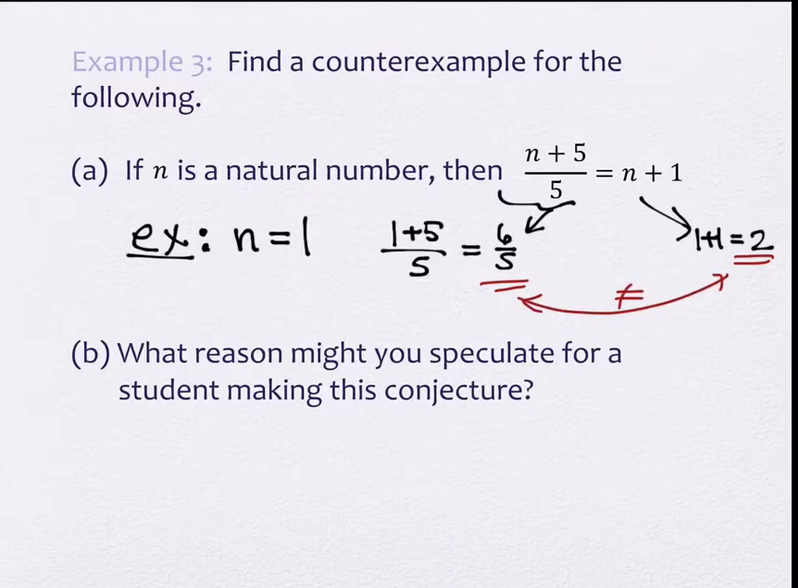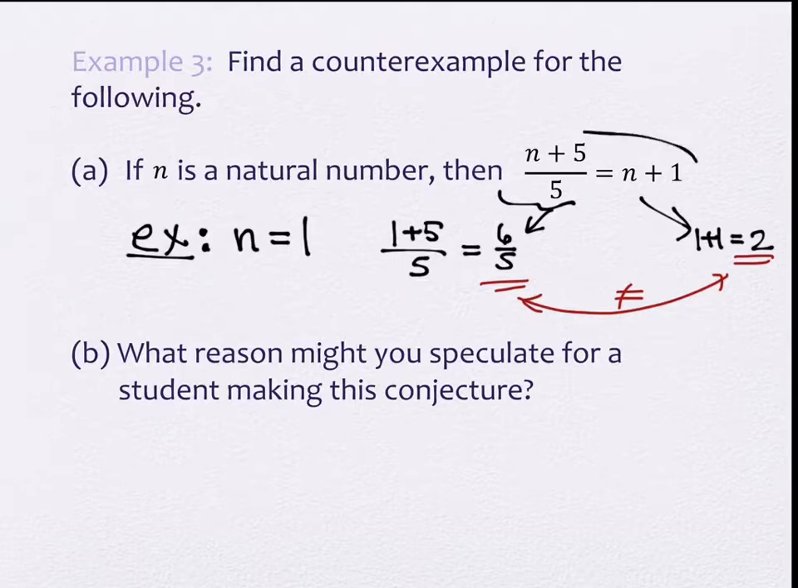Now the reality is there's lots of choices of numbers n. Usually there are, not always, but usually there are lots of choices for counterexamples that show something to be false. So you're not usually looking for that needle in a haystack kind of approach, but you are looking to find one that doesn't work.